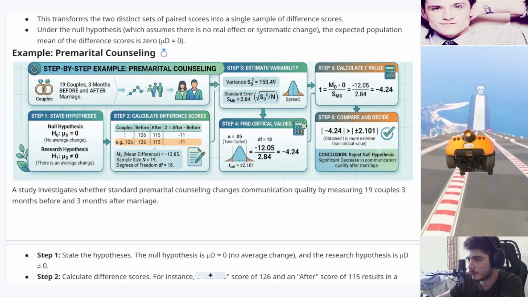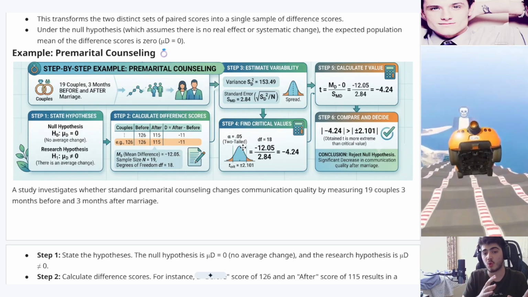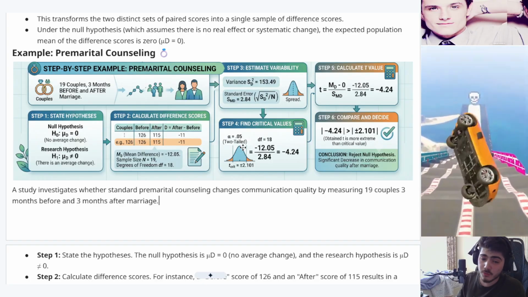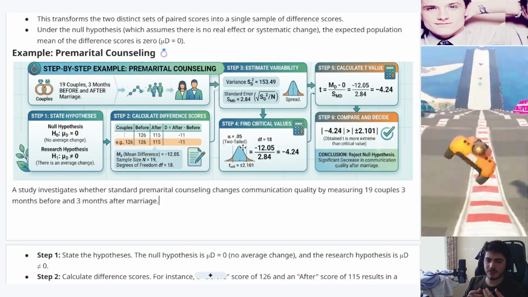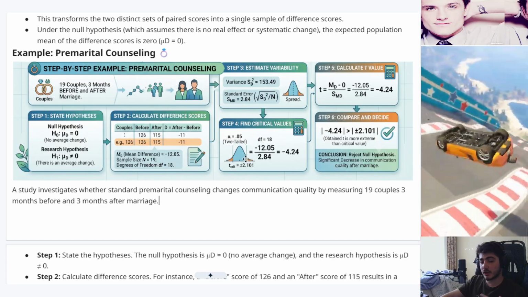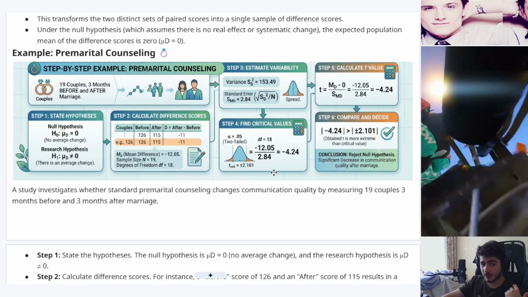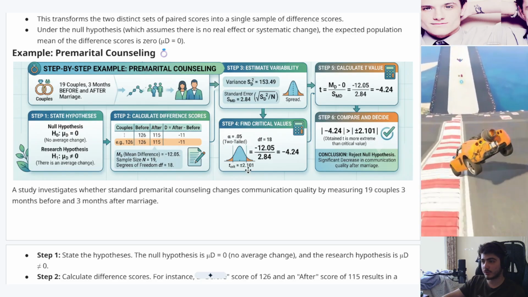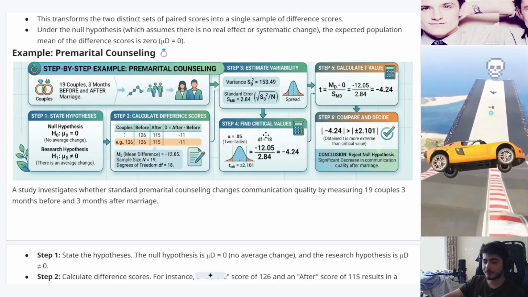So here we are finding our critical values, our alpha. What score we need to surpass for our result to be deemed significant. So we consult our t-table and we look at our degrees of freedom, and then we find out that our critical value is 2.101 based on our degrees of freedom.